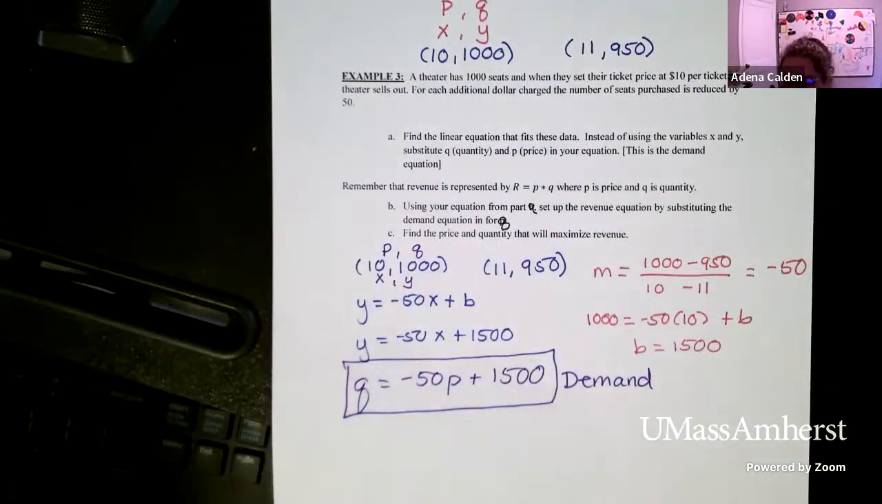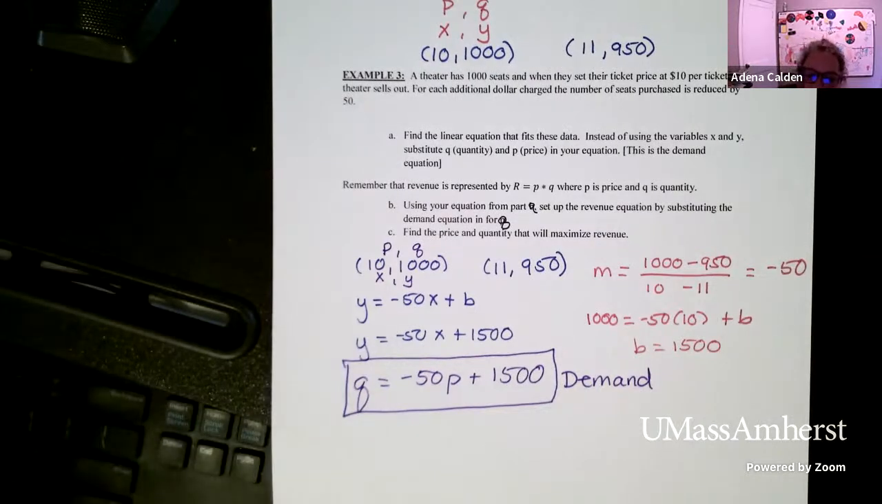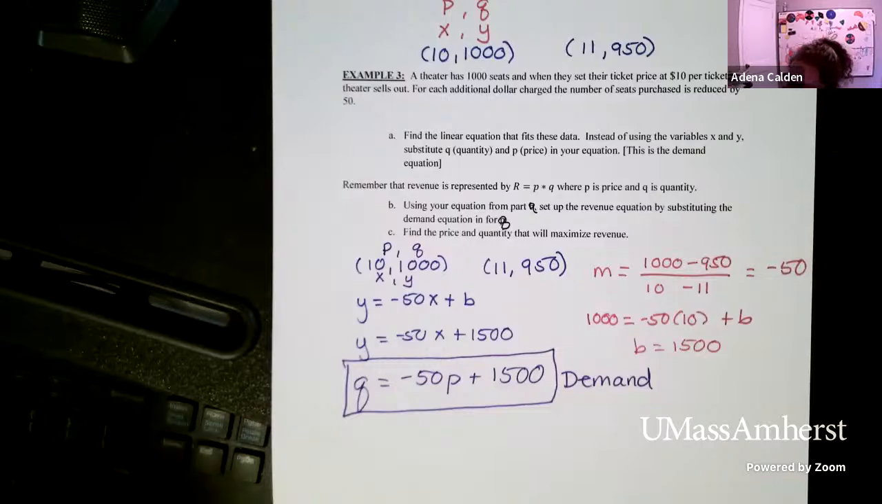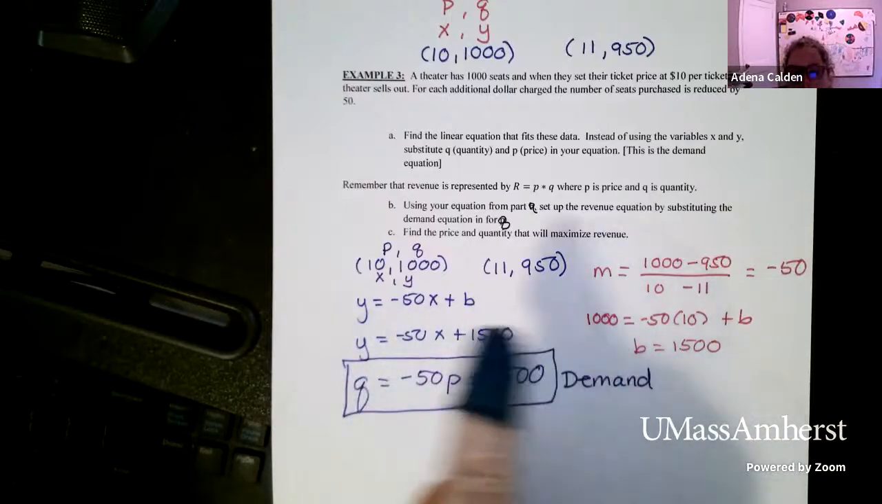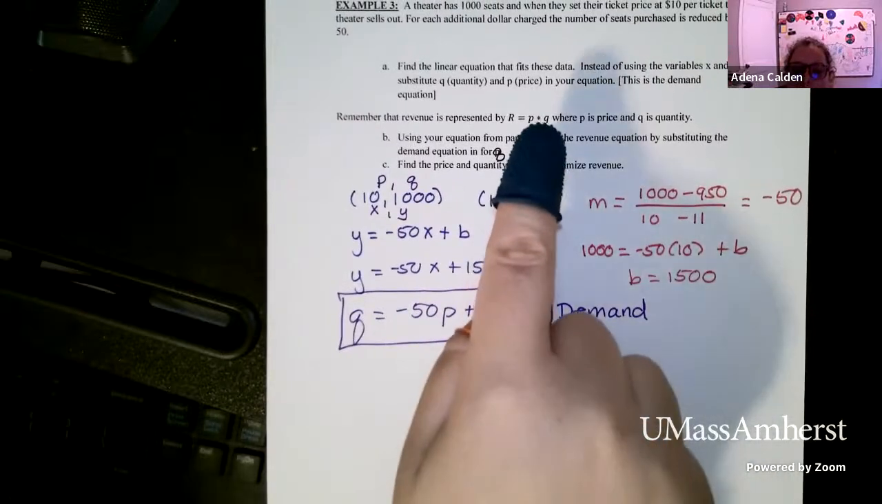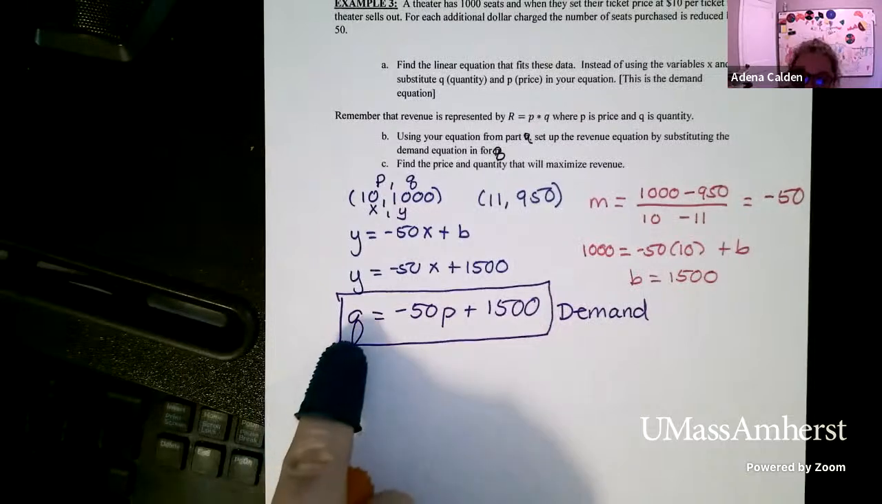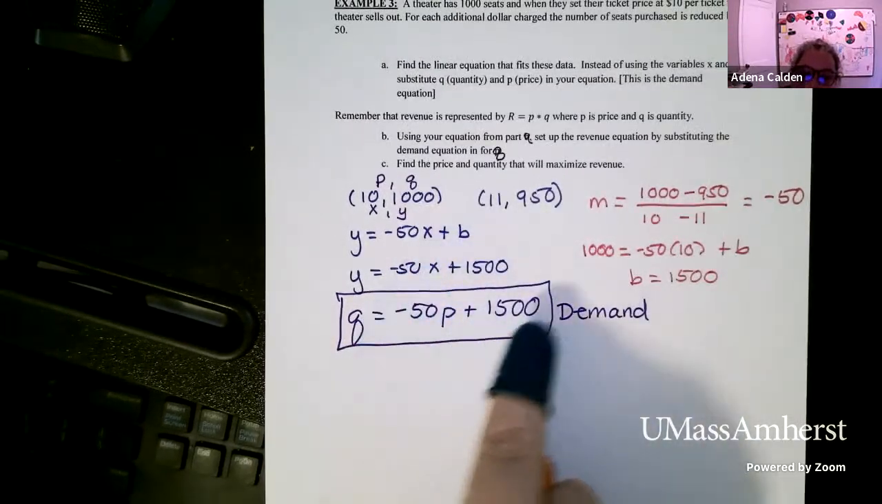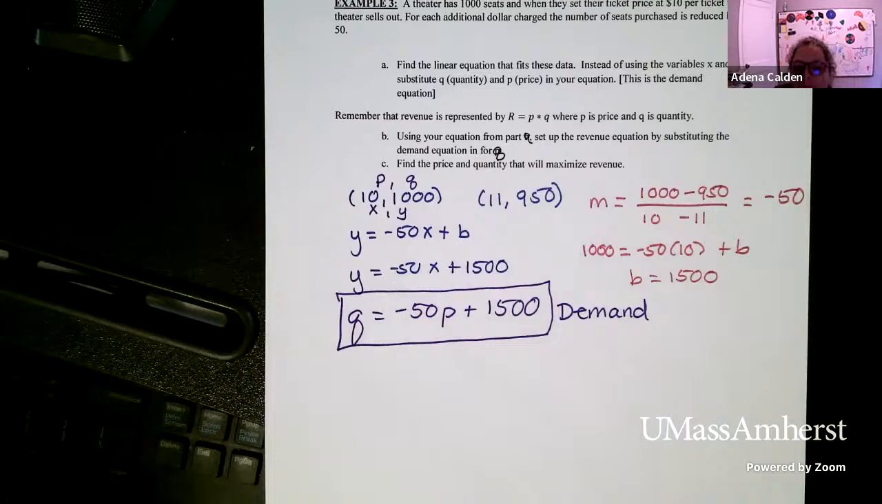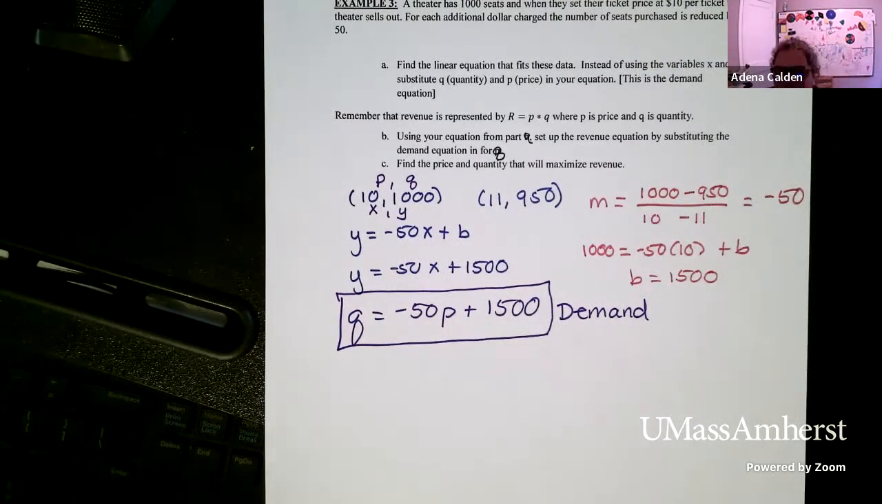That's our ultimate goal. So our first step is to find the demand equation. That's going to be true whenever we're maximizing revenue. And like I said, this is the piece that's kind of new to us. So how do we do that? We're going to take revenue, okay, which is price times quantity. And instead of Q, we're going to substitute in negative 50p plus 1500. What that's going to do for us is give us a revenue equation that only has the variable P in it. So one variable.